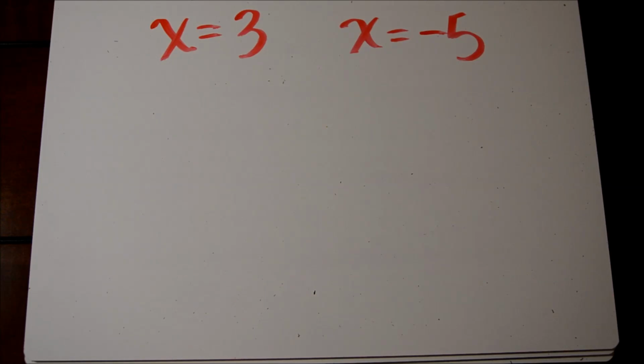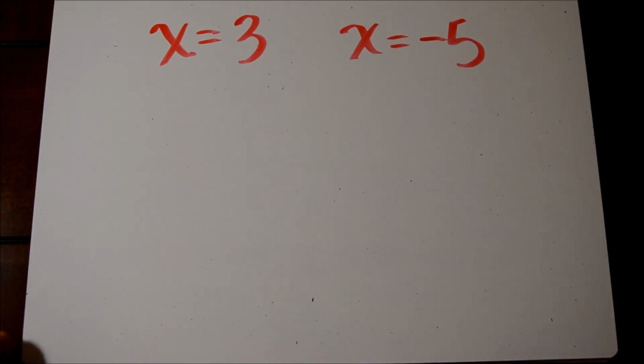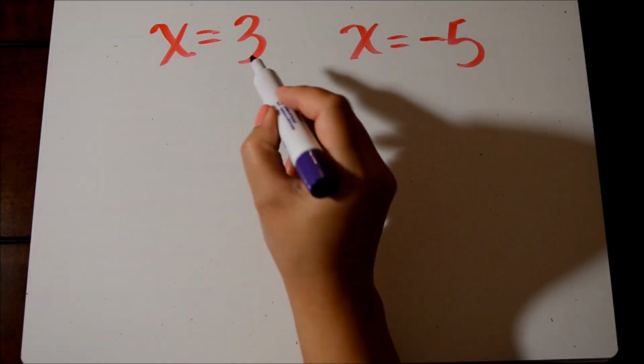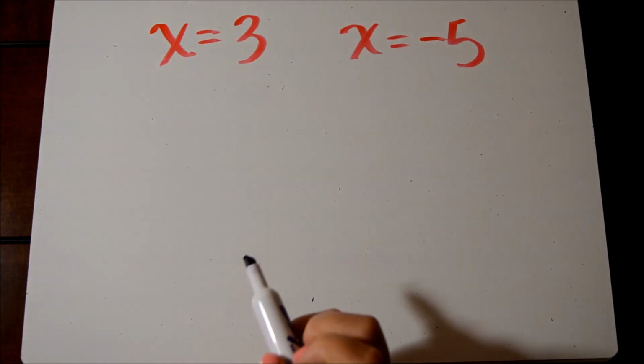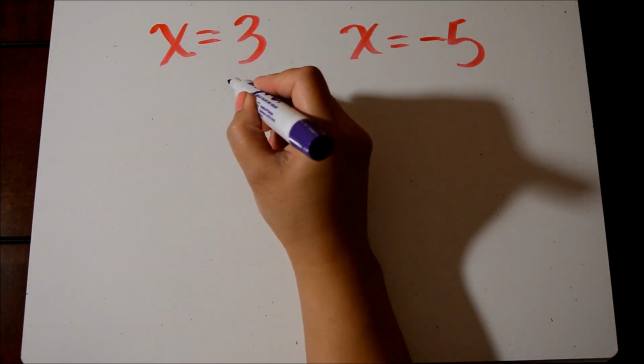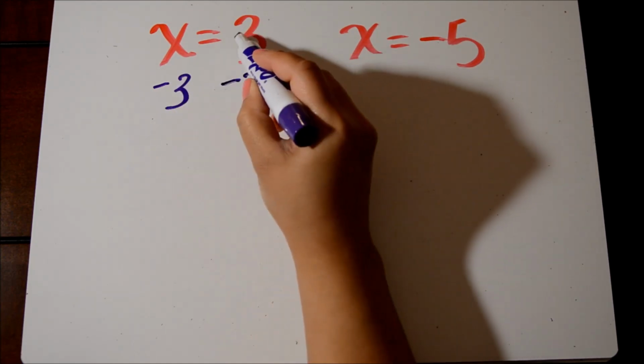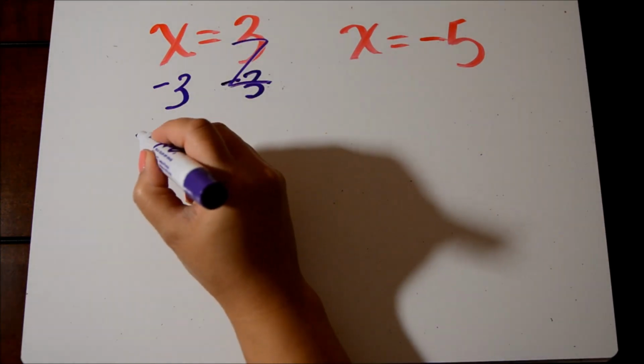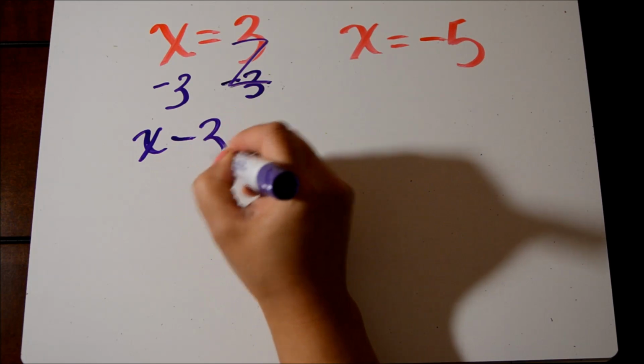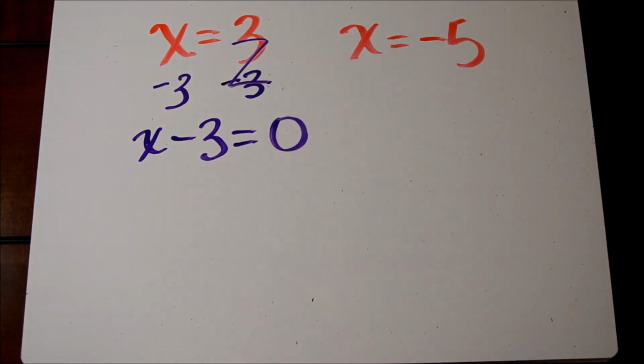Here we have x equals 3 and x equals -5. We are trying to set these solutions equal to 0 using inverse operations. So with the 3, to undo this, we're going to subtract 3 from both sides, zeros out on the right-hand side, and we end up with x minus 3 equals 0.